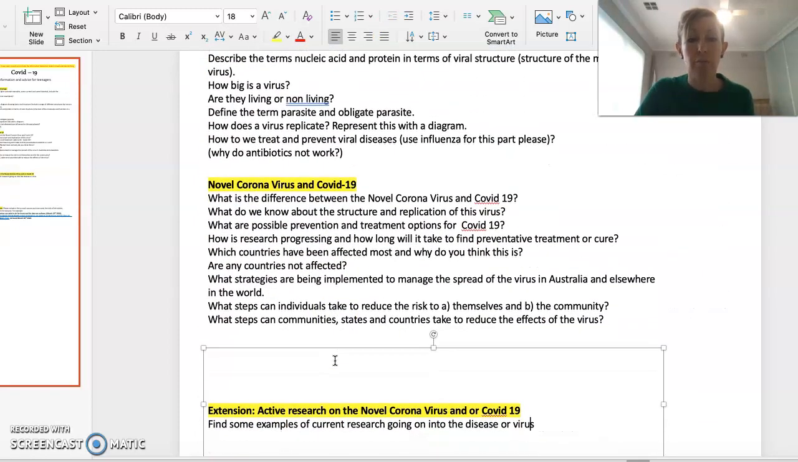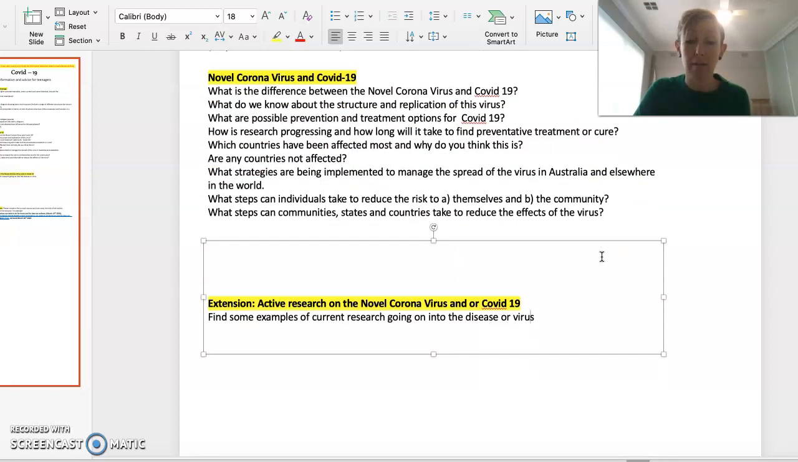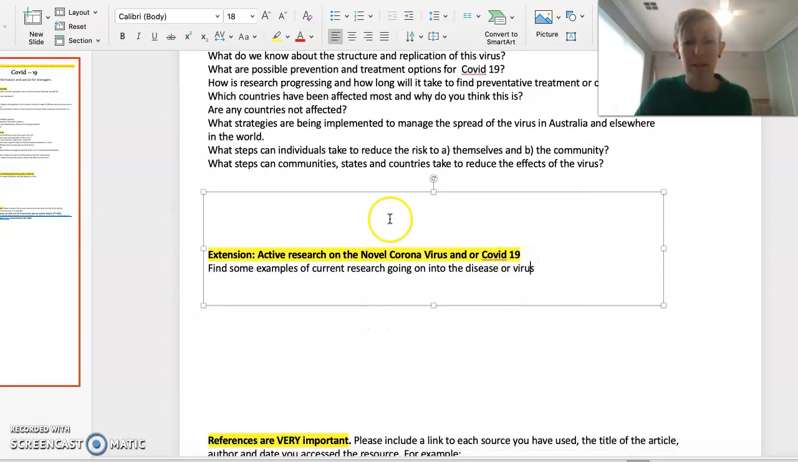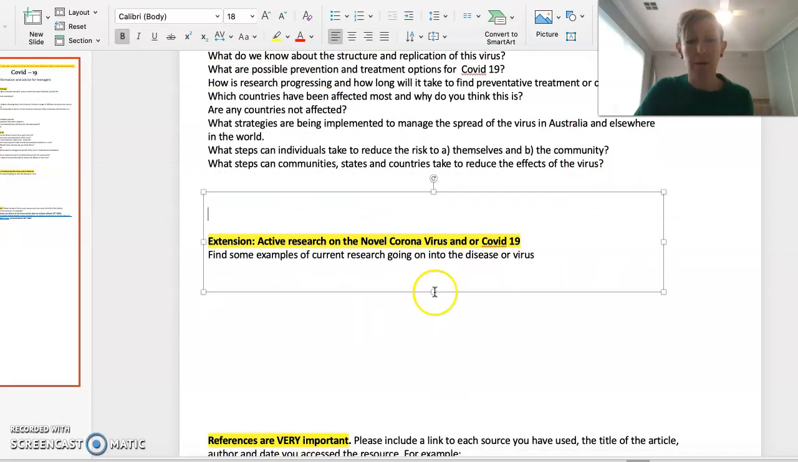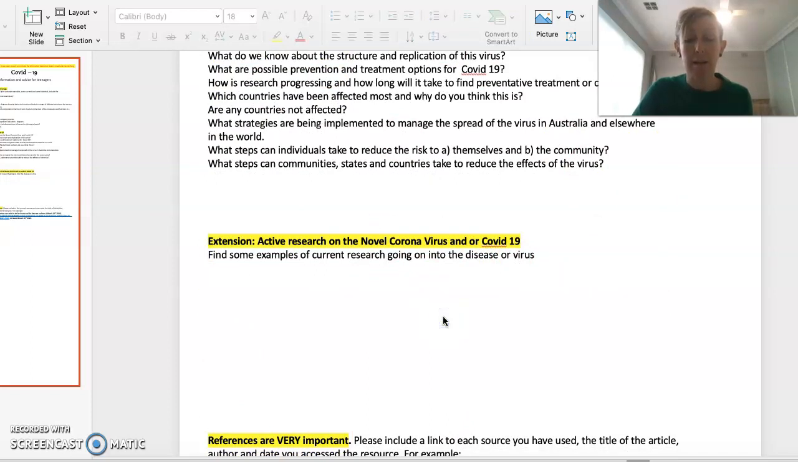So it's not a huge project. I expect it to take you maybe 2 hours to get it absolutely right, maybe 3 if you get involved in looking into some of the research here. And then in term 2, week 1 or week 2, we will collect these together and work out how we're going to present them to each other.